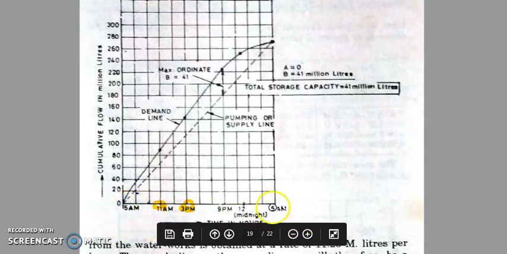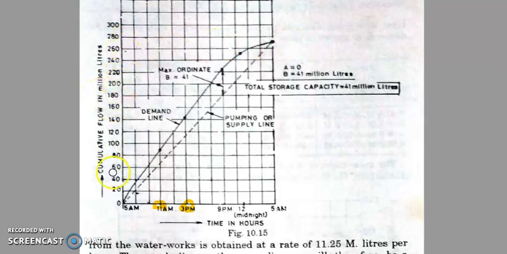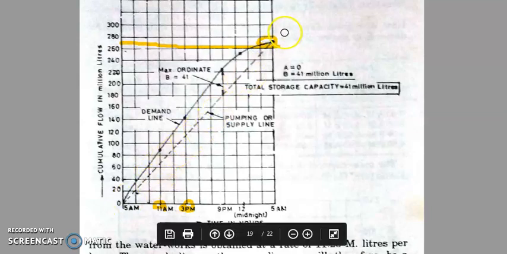And 270 is the total quantity of water supplied, in million liters, 270 into 10⁶. So the cumulative flow is in million liters, and 270 is here. So you draw a straight line here, that is the pumping or the supply line, because you are pumping at a constant rate, you will get a straight line like this.